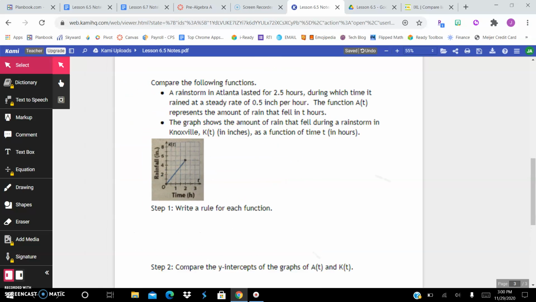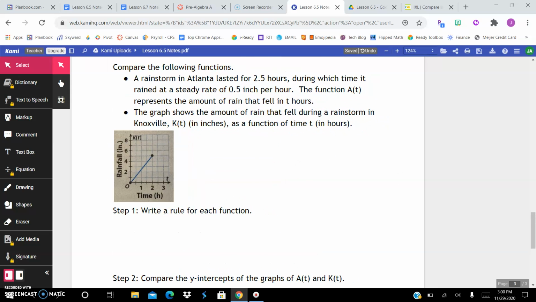All right, so now we got to compare the following functions. A rainstorm in Atlanta lasted for 2.5 hours, during which time it rained at a steady rate of 1/2 inch per hour. The function a of t represents the amount of rain that fell in t hours. The graph shows the amount of rain that fell during a rainstorm in Knoxville, k of t in inches, as a function of time t in hours.